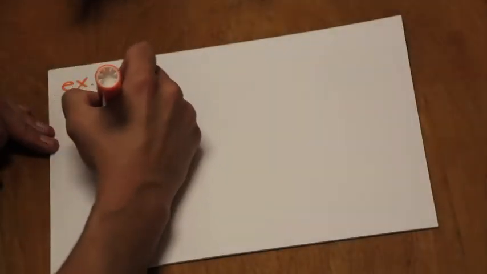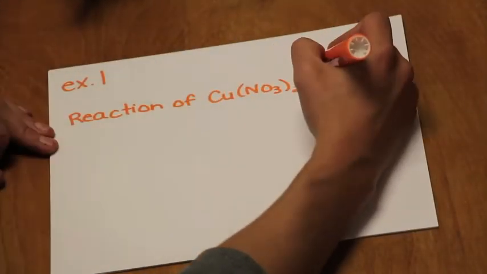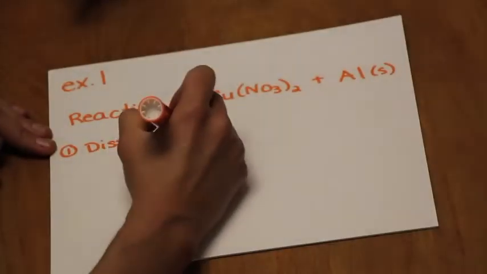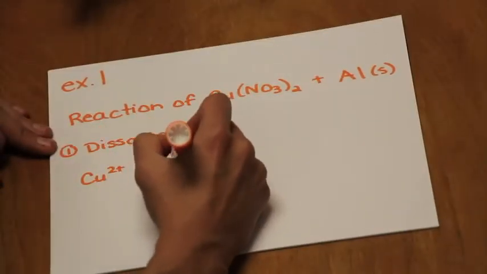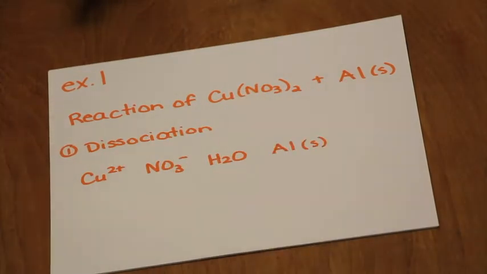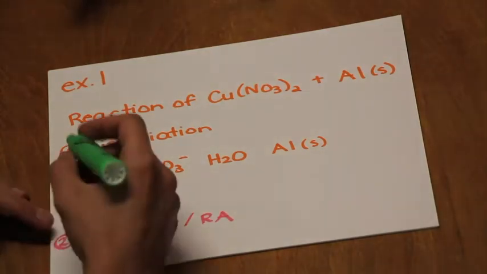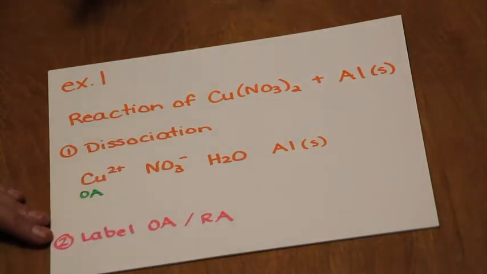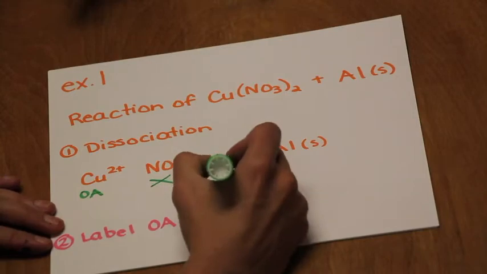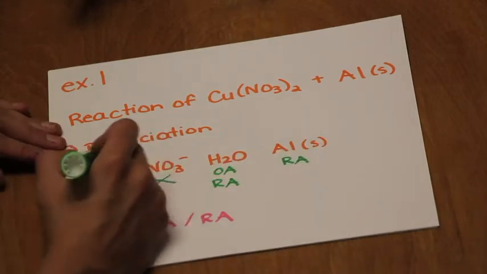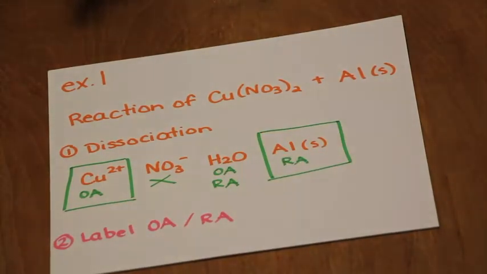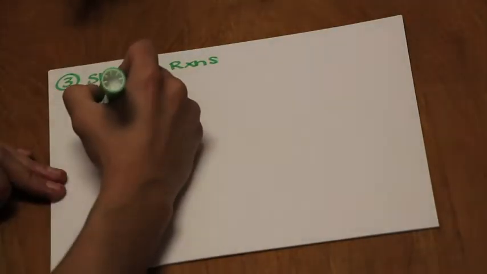Let's do an example. We're going to react copper nitrate with aluminum solid. Step 1, we need to dissociate the ions. Then we're going to find them on the chart and determine our strongest oxidizing agent and reducing agent. Nitrate, if you notice, is not on the chart. Our strongest oxidizing agent is our copper 2+. Our strongest reducing agent is our aluminum solid.